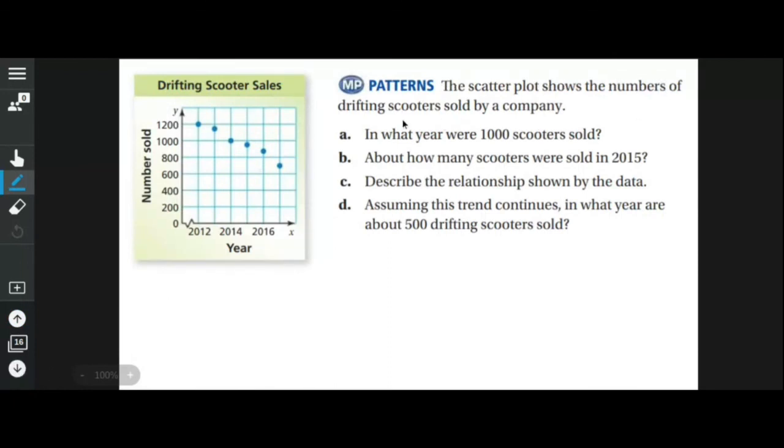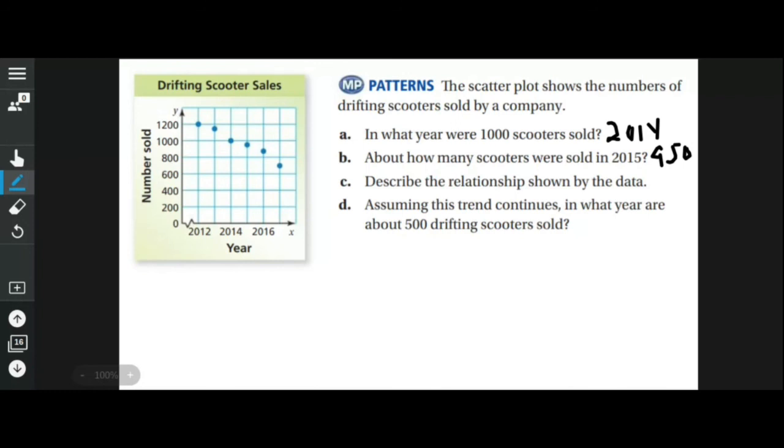The scatter plot shows the number of drifting scooters sold by a company. All right. So in what year were 1,000 scooters sold? So let's go number sold, year. Okay. 1,000 matches up with 2014. About how many scooters were sold in 2015? So let's go to our years. 2016. So 2015 is going to be in between 2014 and 2016. Let's go up. And it's not quite 1,000. So 900 would be here. It's closer to 1,000. So I'll say 950. And again, you should realize by the sound of my voice that we're not looking for an exact number. If you put 960, if you put 920 or whatever, that's fine.